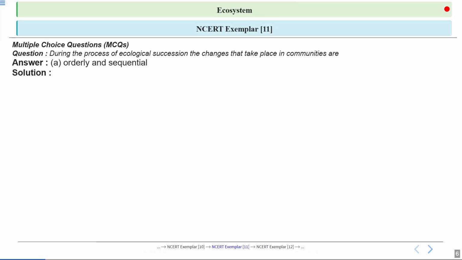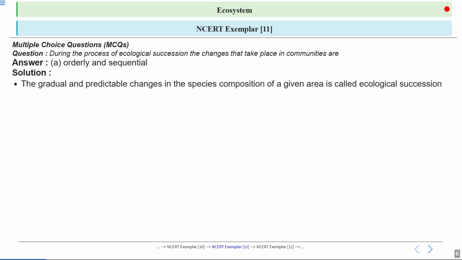Let's have a look at the answer. Option A, orderly and sequential, is the correct answer. Let's have a look at the explanation. Ecological succession involves gradual and predictable changes in the species composition of an area. This means that over time, the types of plants and animals in a community will change in a way that we can often anticipate.